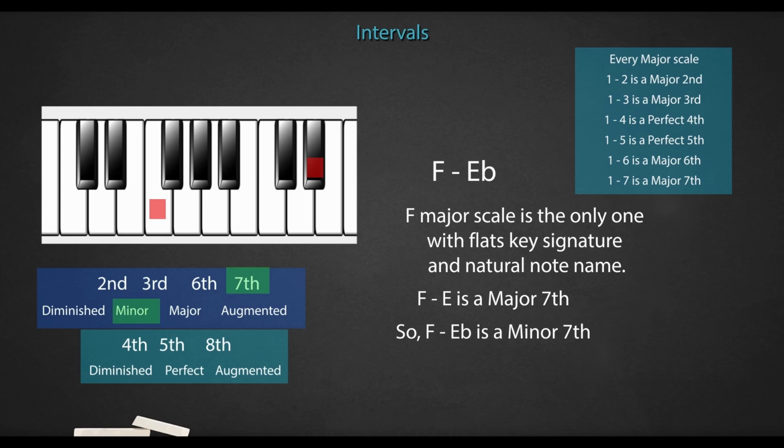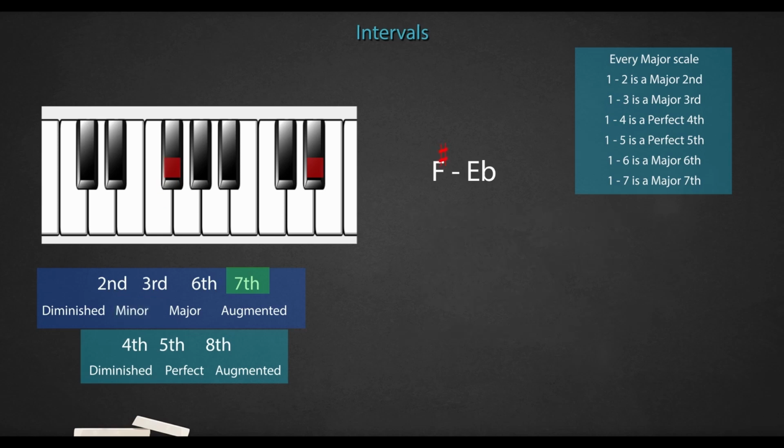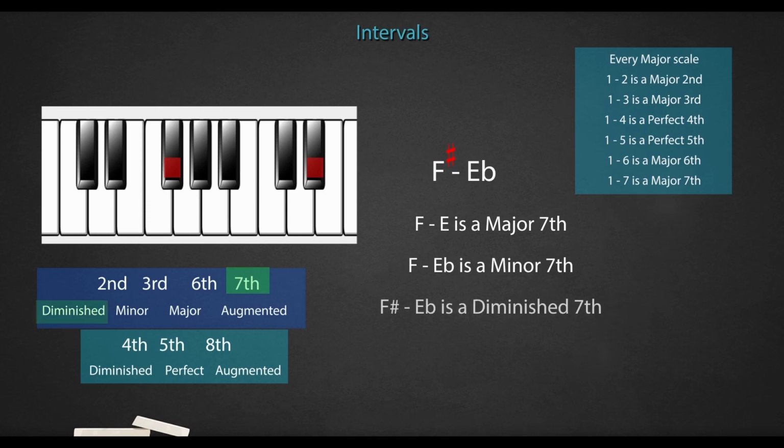Let's assume we have F sharp E flat interval. We can still use the F major scale. F E is, as we know, seventh major, F E flat is seventh minor, and F sharp E flat is a seventh diminished interval.